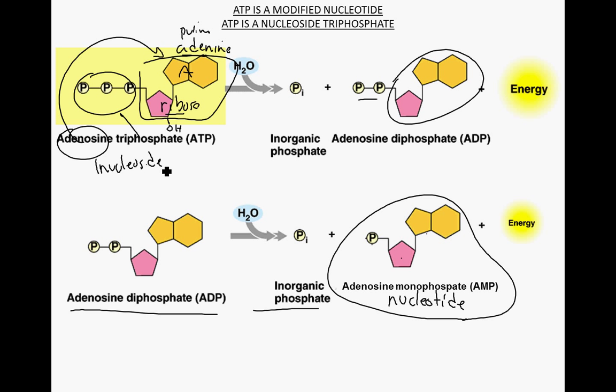So really ATP is a nucleoside triphosphate. A nucleotide includes the phosphates. A nucleoside does not include the phosphate. Nucleotide does include the phosphate group on there. Minor difference, but it may trip some people up sometimes if you're reading or listening to another presentation.